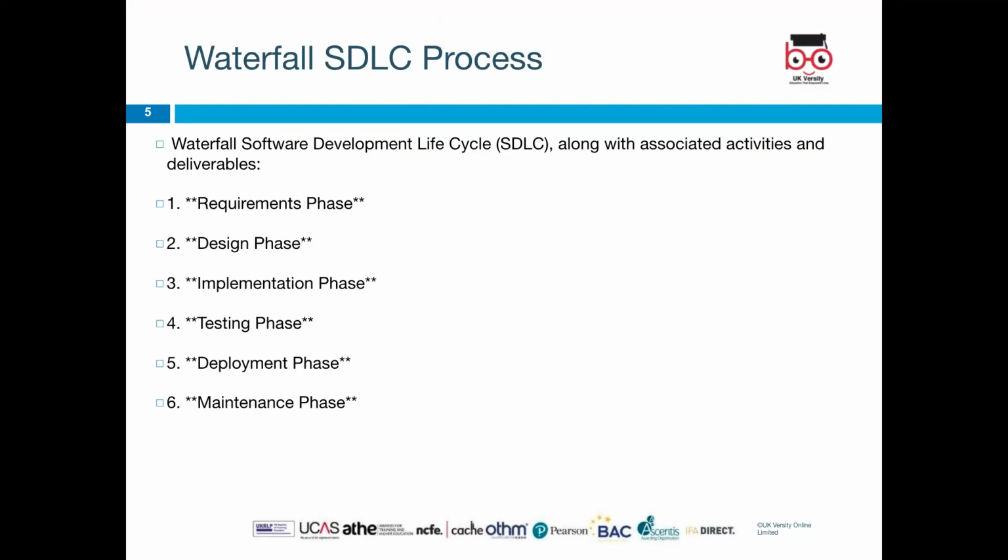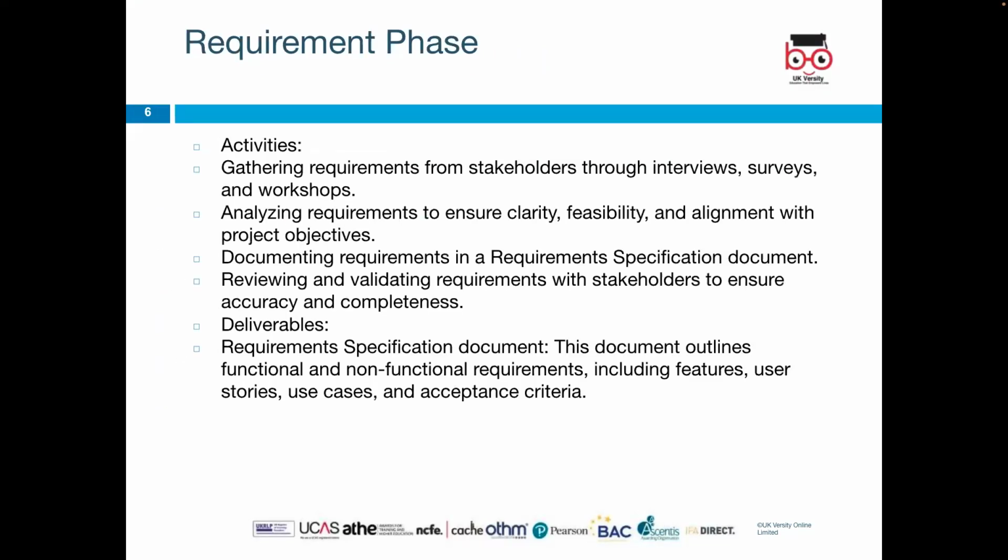So, what are the processes of waterfall SDLC, along with associated activities and deliverables? The first one is the requirement phase, followed by design phase, implementation phase, testing phase, deployment phase, and maintenance phase. We've spoken about this in learning outcome 1, so we should have a rough idea of what each phase means. Just in case we've forgotten, let's remind ourselves what it means.